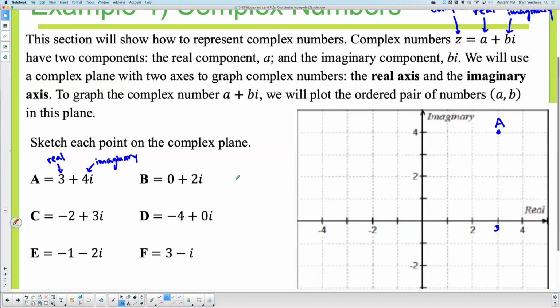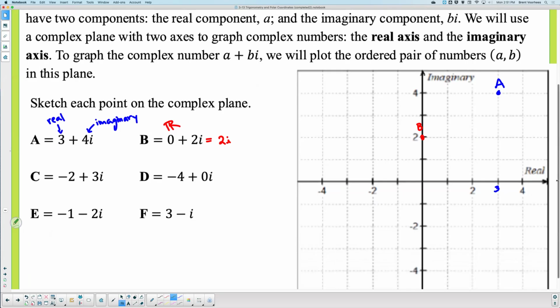Okay, if I wanted to graph B, by the way, 0 plus 2i could be reduced to just 2i, but once again, we're going to say 0 is the real portion. I'm going to just symbolize that with an R. Imaginary has the i, so I'll just leave it alone. I don't go left to right, but I go 2 up. This would be point B.